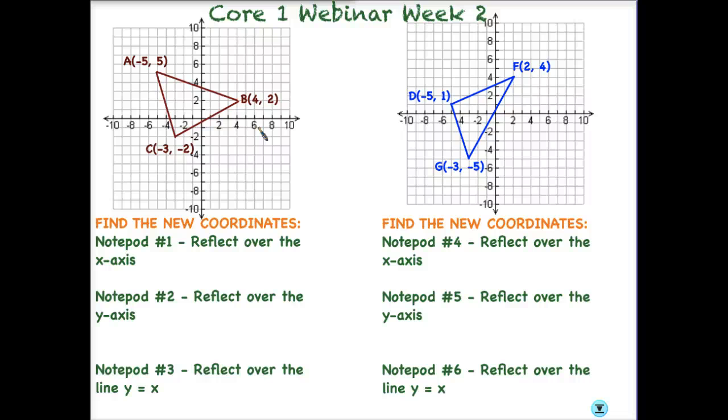So you kind of look at this and think about it, and make sure you write those rules down in your notes this week. And then next week we'll start off with this as our warm-up, and depending on what notepad you're in, I'm going to have you come up with the new coordinates for reflecting over x, y, and the line y equals x. So that's what I want you to be able to do. Okay, so any questions about knowing what you need to do?